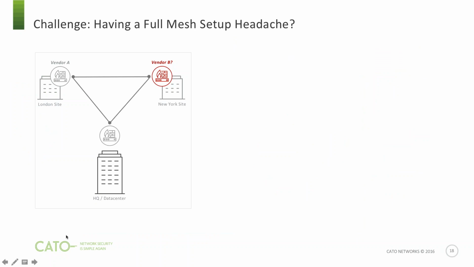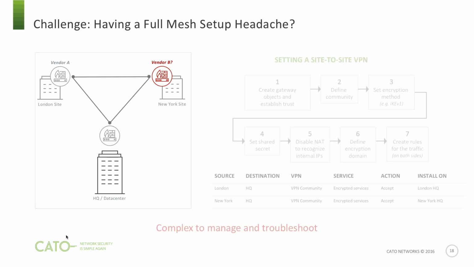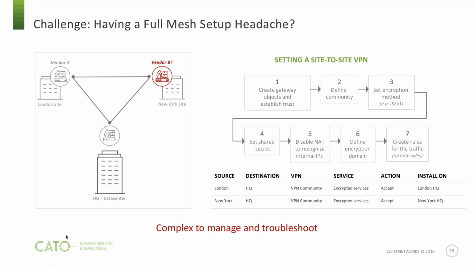So that was the first demonstration. The second one, building a full mesh. Building a full mesh between firewalls is really not a trivial task. I won't get into all the details on the right side here, but there are 7 steps listed that you need to do to establish a secure tunnel between 2 locations. If you somehow manage to get into a multi-vendor firewall environment, this gets even more complicated.